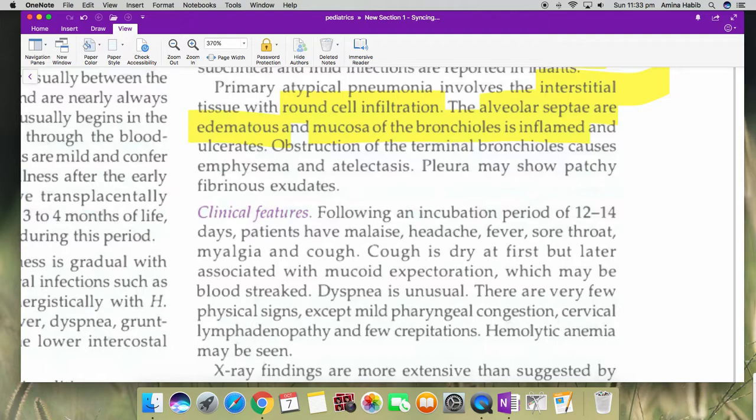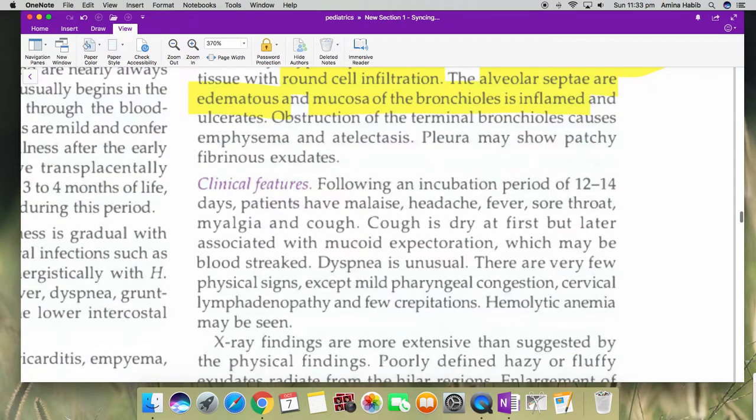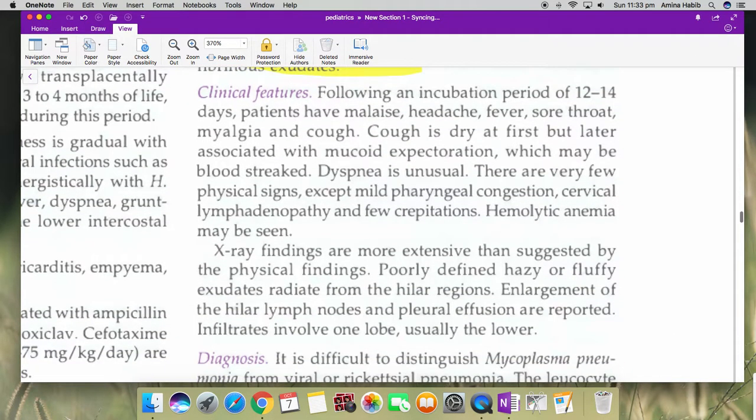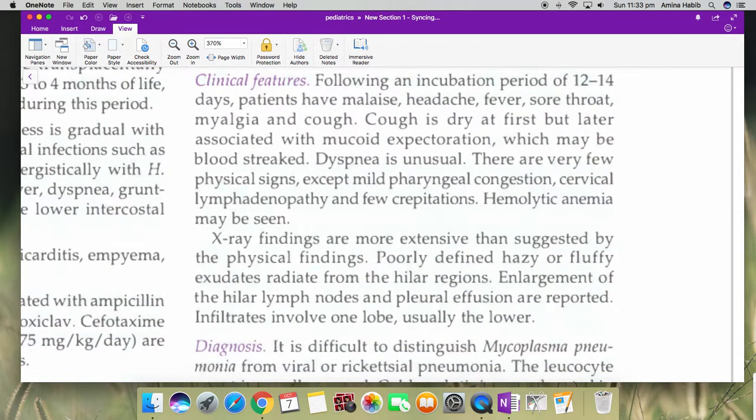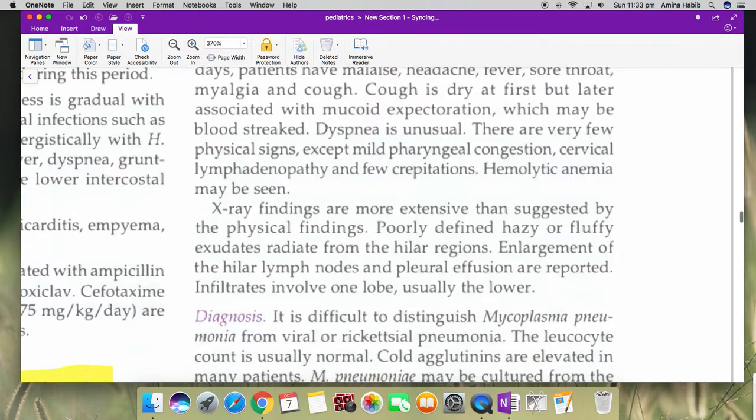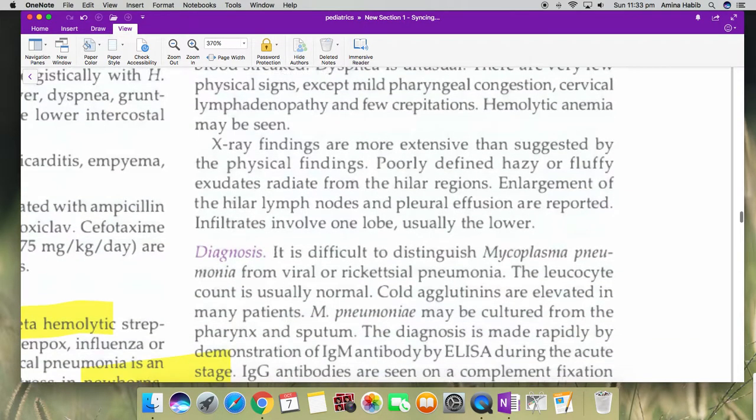Obstruction of the terminal bronchioles may cause emphysema and atelectasis. The pleura, as we discussed, may be involved, so pleural effusion is there. Clinically, the incubation period is long, with initial dry cough, and blood-streaked cough may be there. Dyspnea is unusual. Physical signs are mild.